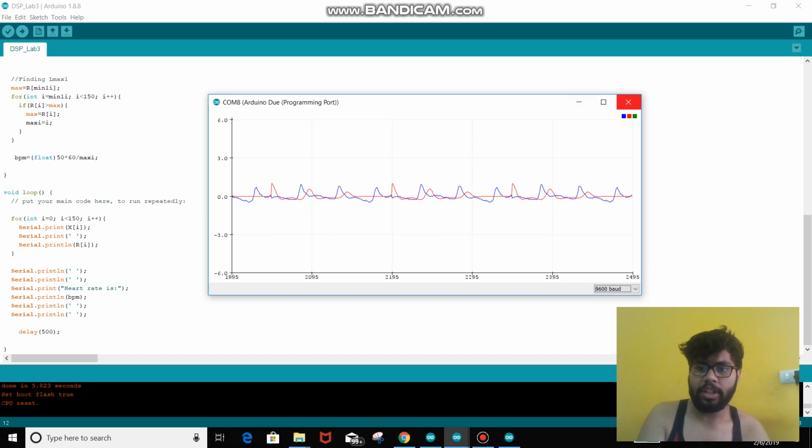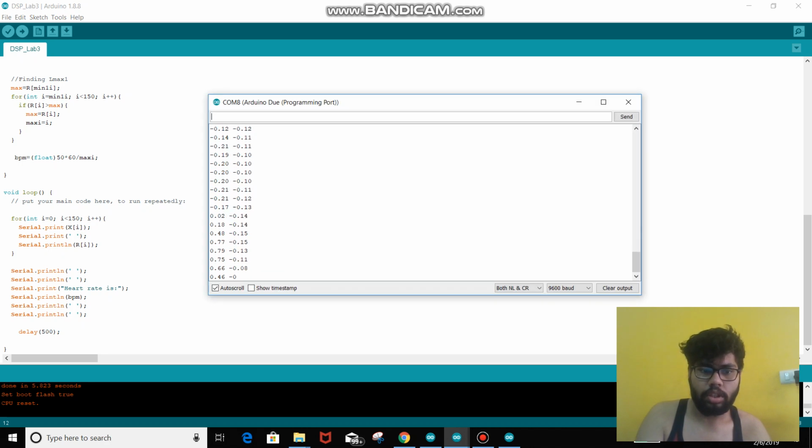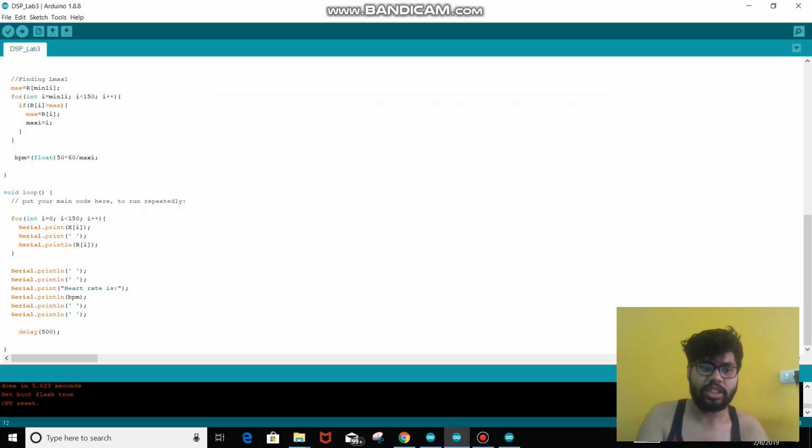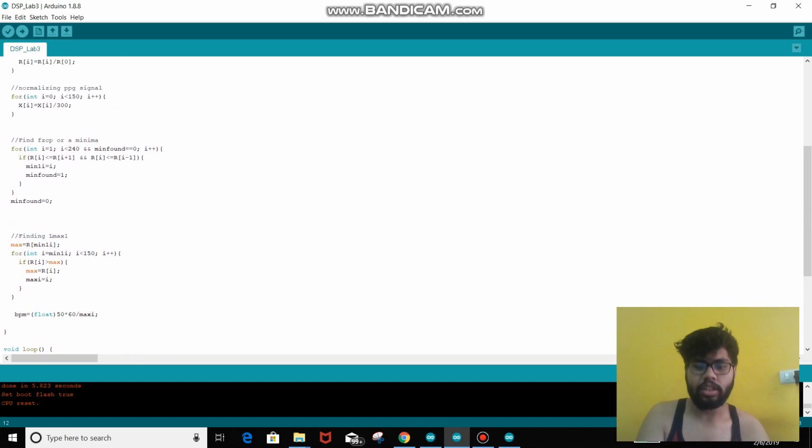The beats per minute will be printed in the serial monitor. That can be seen also. As we see in this case, the heart rate currently is 63.83. So we can see that it lies within the normal range of human heart rate, that is 60 to 82. So we can assume that the experiment has been done correctly.